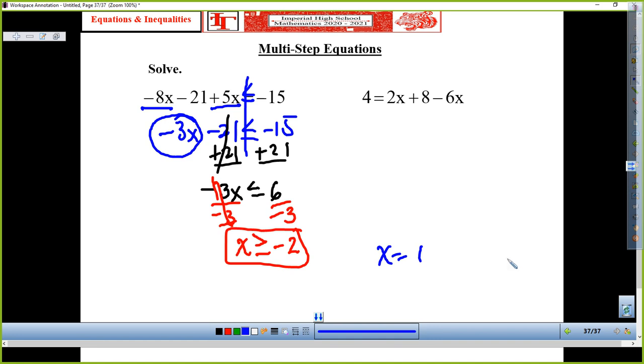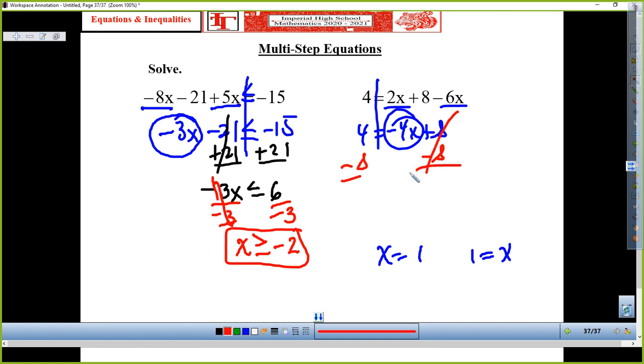Combine like terms. 2x minus 6x, that's negative 4x plus 8 equals 4. Isolate the variable, so that means we need to subtract 8. Subtract 8. Negative 4 equals negative 4x. And last but not least, divide by negative 4, divide by negative 4. So we're left with 1 equals x. If you went the other way, then x equals 1. Okay? Alright.